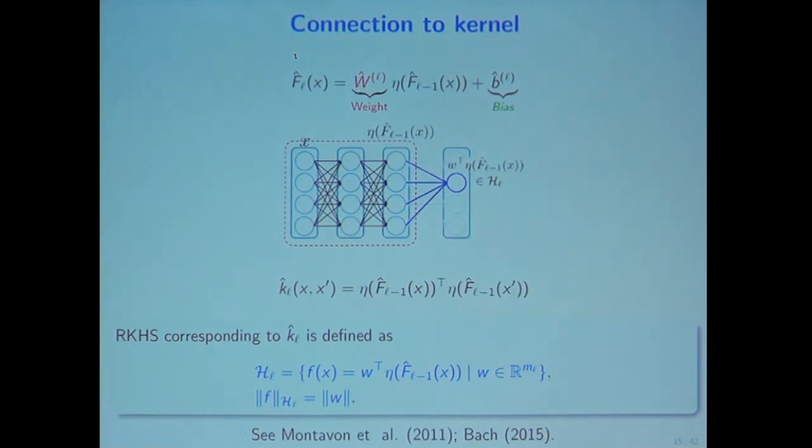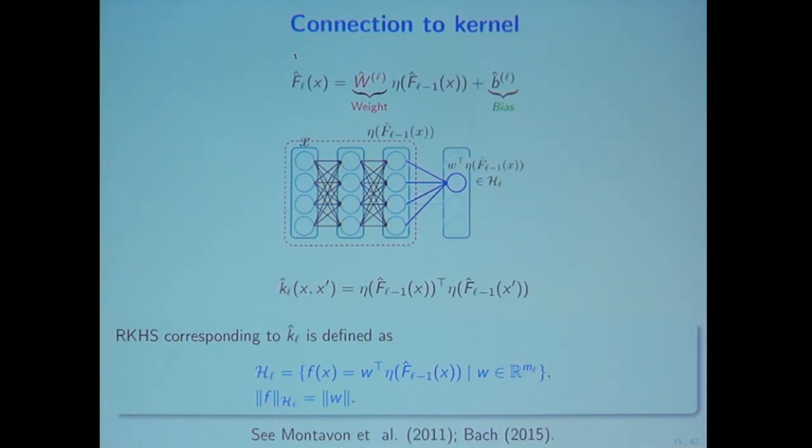Remind that the output of the Lth layer is denoted by eta hat L minus one. We take the inner product between the outputs for x and x prime. The output of the Lth layer is something like a feature map from x to some feature space. So we just take the inner product between x and x prime, then we get a kernel function. It is easy to see that this function is symmetric and positive definite.